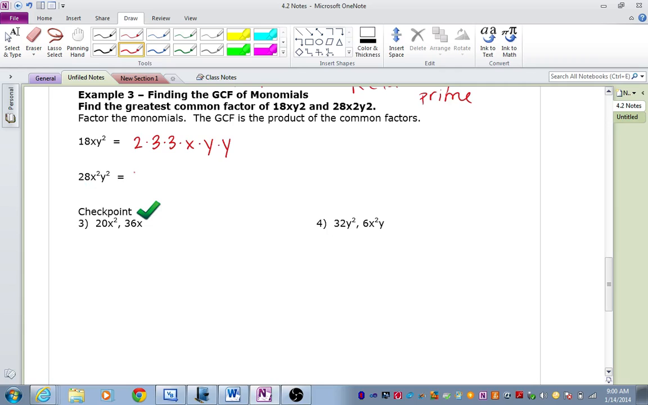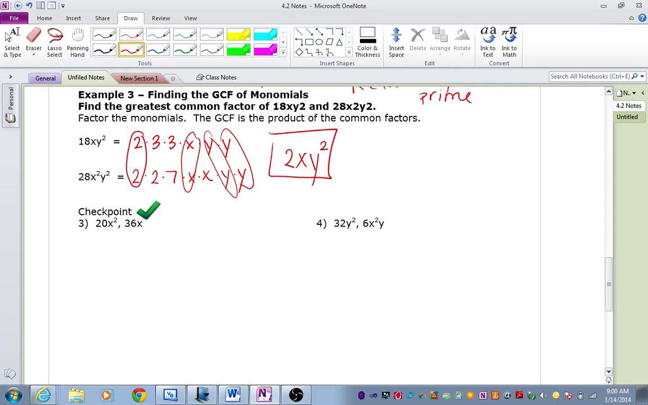28 is 2 times 14. 14 is 2 times 7. Then we have 2 x's and 2 y's. Okay, so now we have to figure out what's in common. We have a pair of 2's. That's it in terms of our numbers. We have an x in common. We have a y. So our final answer is going to be 2, 1x, and we have 2 y's, so that would be y squared.